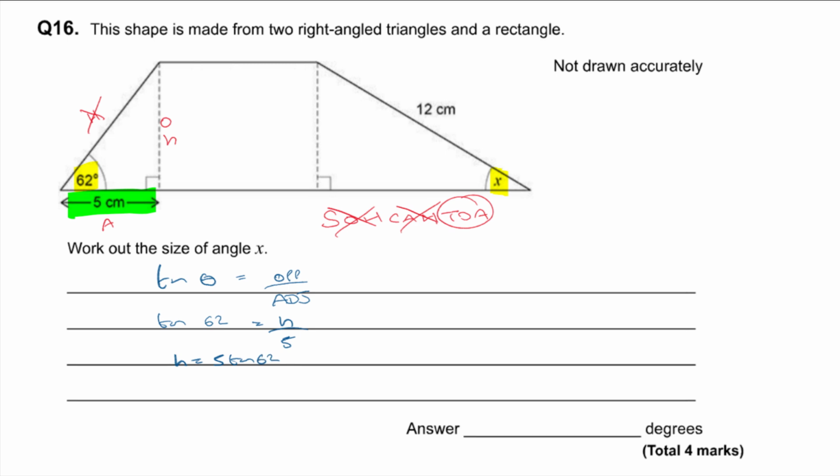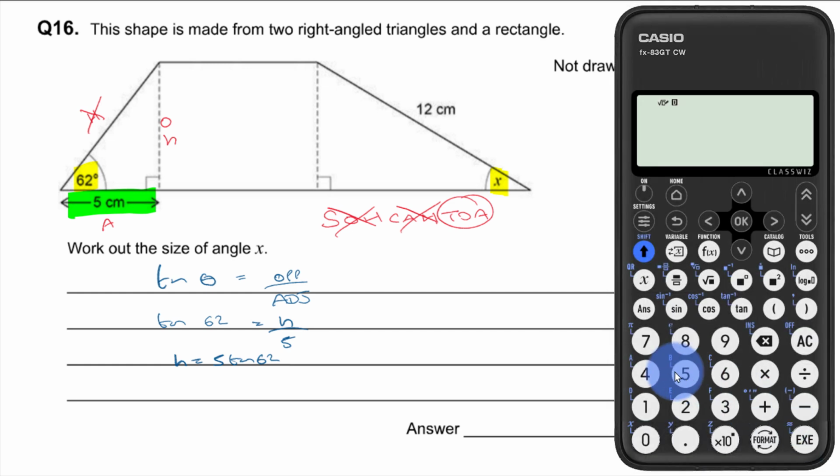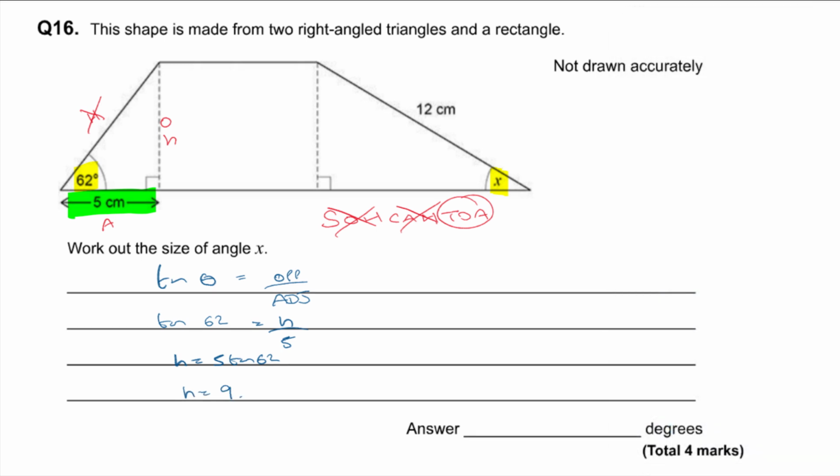Typing that into the calculator: 5 tan 62. Just get into the habit of writing down everything you're going to type into the calculator before you type it in. 9.40. I'm going to write down 9.40. I'm going to keep the full calculator display though because I'm going to use that in my next calculation. Okay, so just retain it as you go along. Okay, so then moving over into the other triangle. So I now know that this side here is also equal to H. It's also 9.4, isn't it?